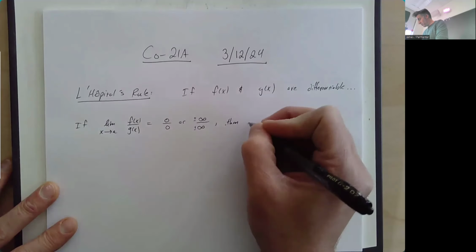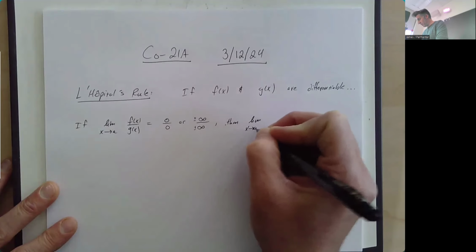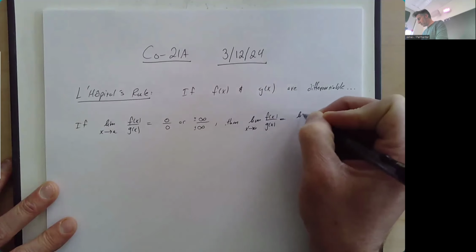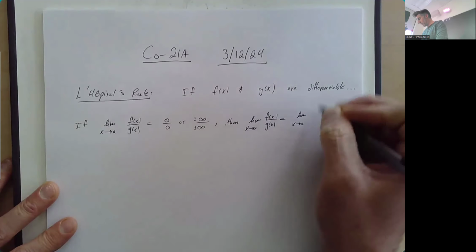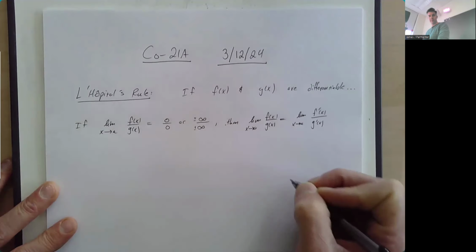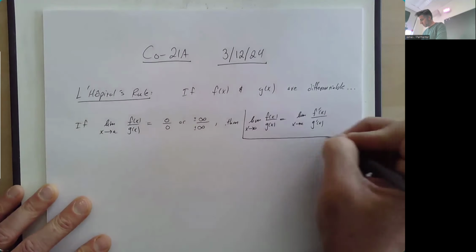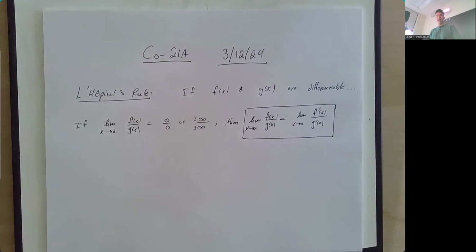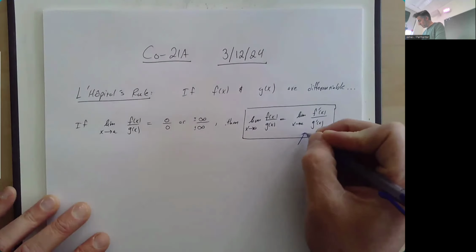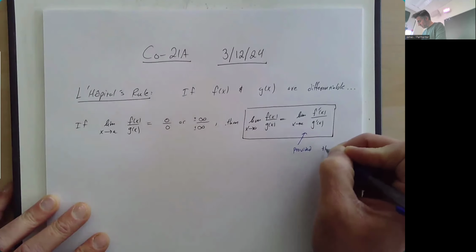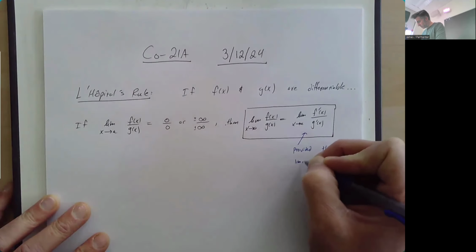The limit as x approaches a of f of x over g of x is equal to the limit as x approaches a of the derivative of f over the derivative of g of x, provided that that limit actually exists. So this is only true if this limit actually exists.